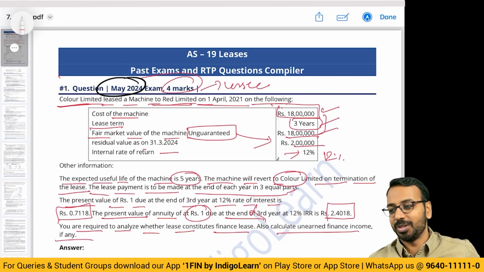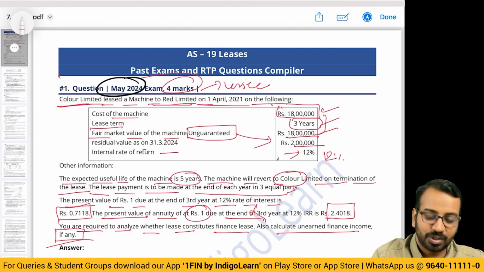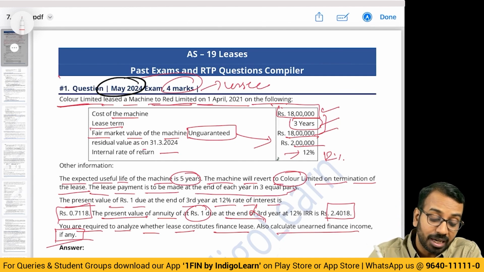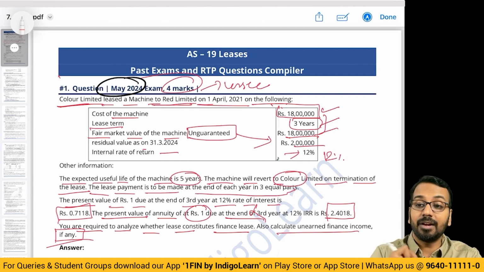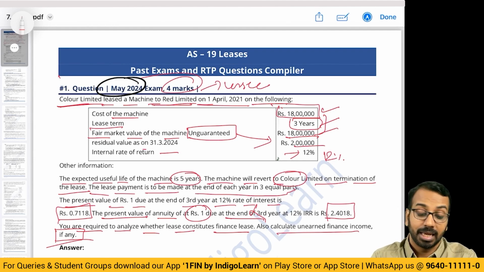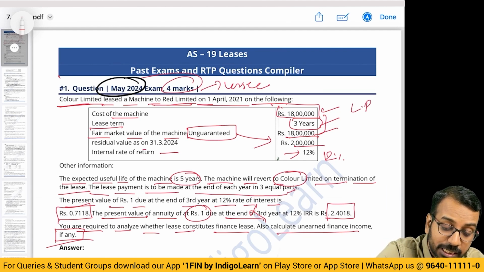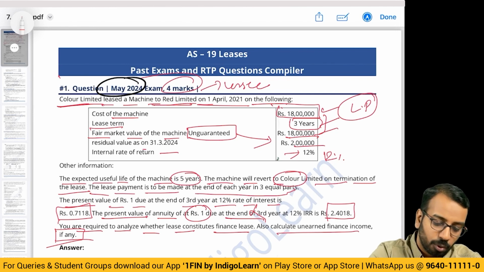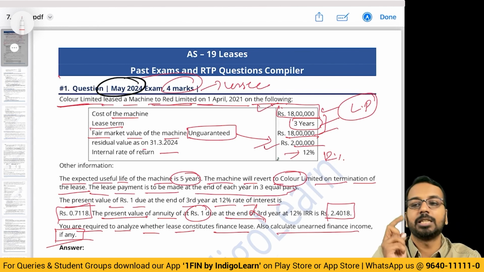You are required to analyze whether the lease constitutes a finance lease and calculate the unearned finance income, if any. They are smart, they have said if any. First, we have to see whether it is a finance lease. Second, if it is a finance lease, what is the unearned finance income. Now, in this question, lease payment is not given. They have told cost, they have given residual value, but lease payment is not given.